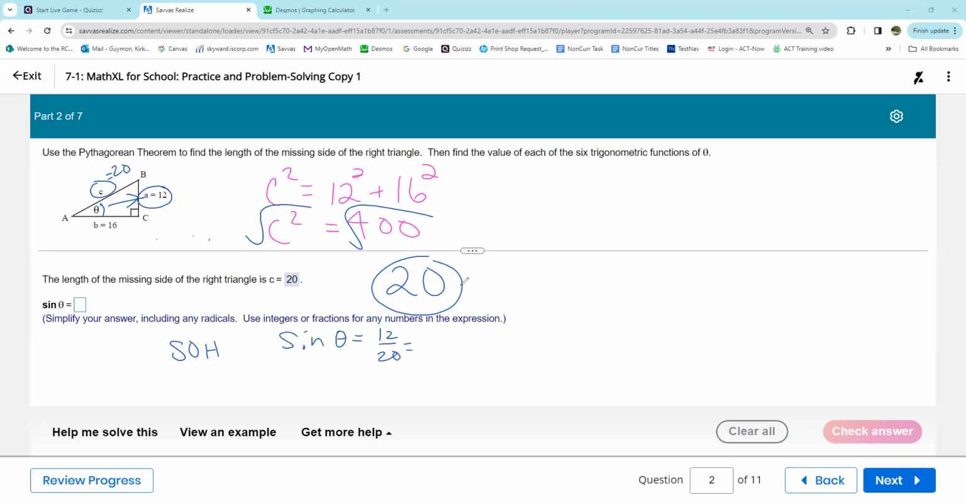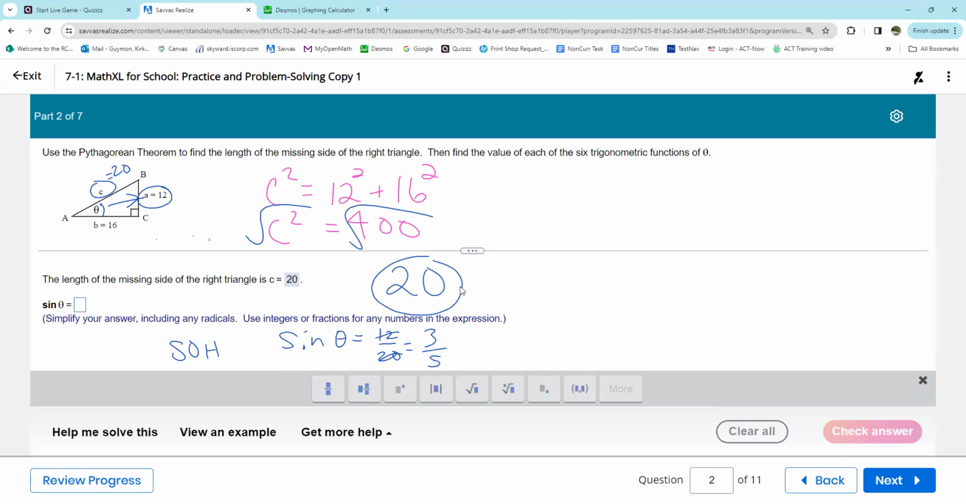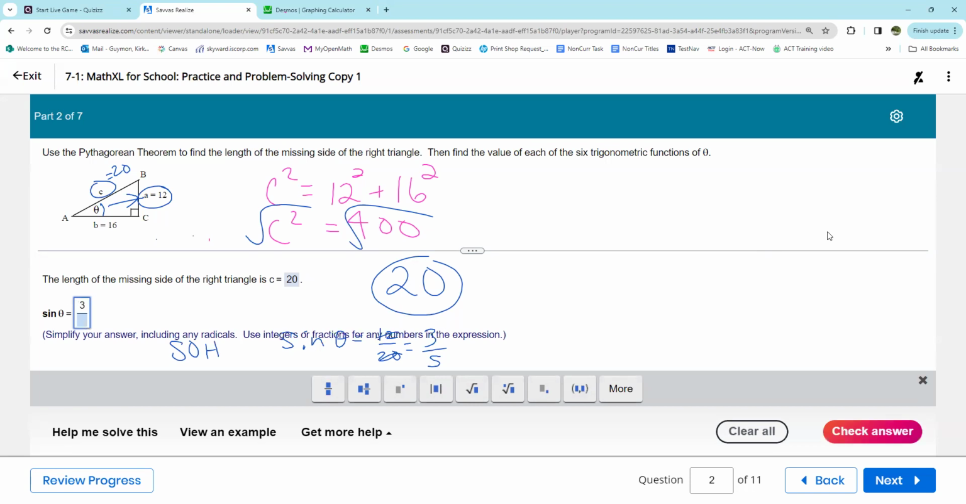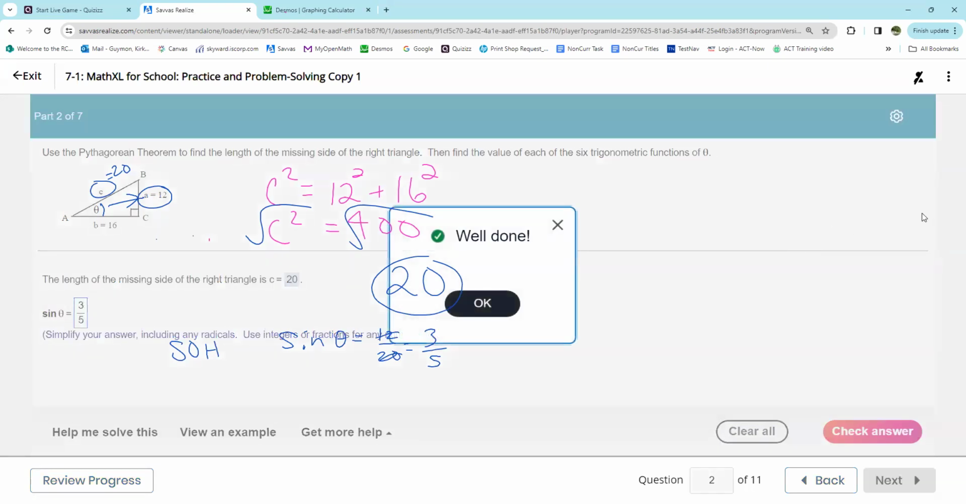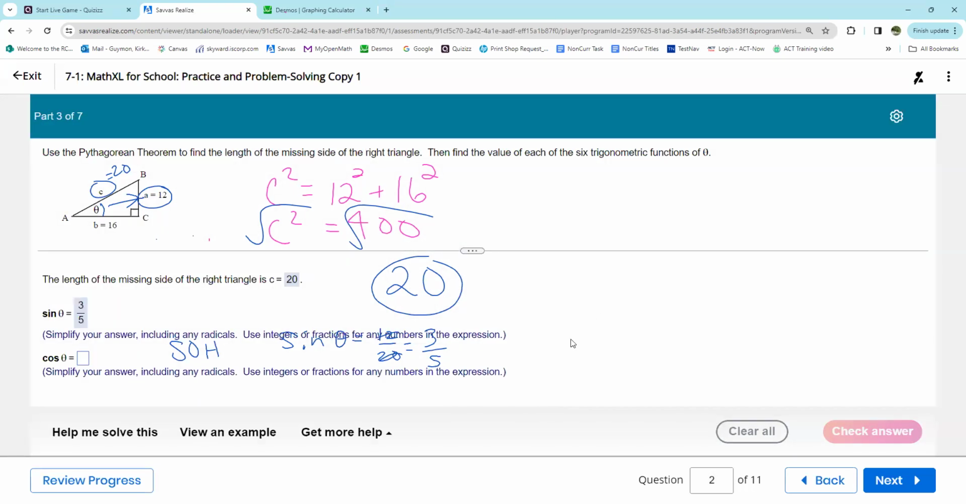So if I just reduce that, 4 into 12 is 3, 4 into 20 is 5. My way of looking at this is it should just accept 3/5 in there. I don't think it'll accept the 12/20. They usually always want those to be reduced or simplified. So I wrote it 3/5. All right, so on to part 3.